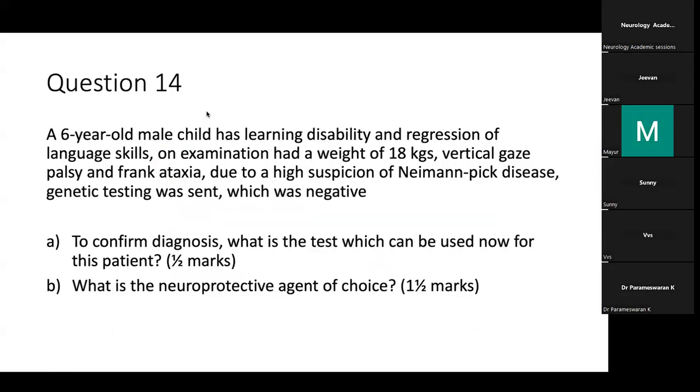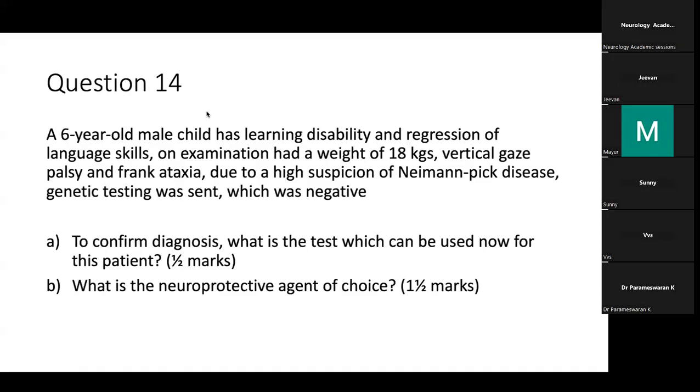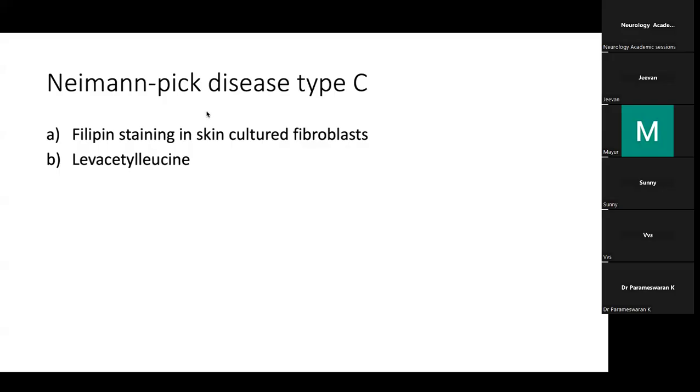Weight has been particularly mentioned to be 18 kgs, and a high suspicion of Niemann-Pick disease on evaluation showed a negative genetic test. The answer for this is Filipin staining in cultured fibroblasts; even on a negative genetic test, it could diagnose Niemann-Pick disease type C. And the neuroprotective agent of choice is leucine.